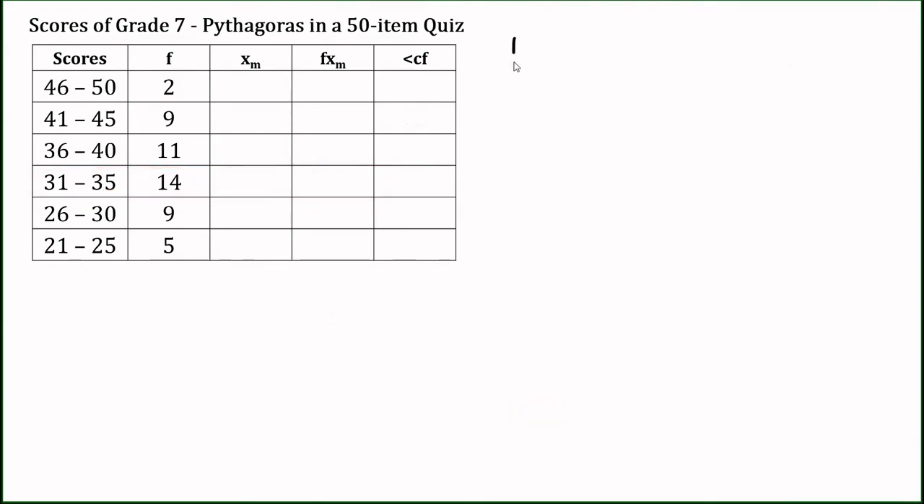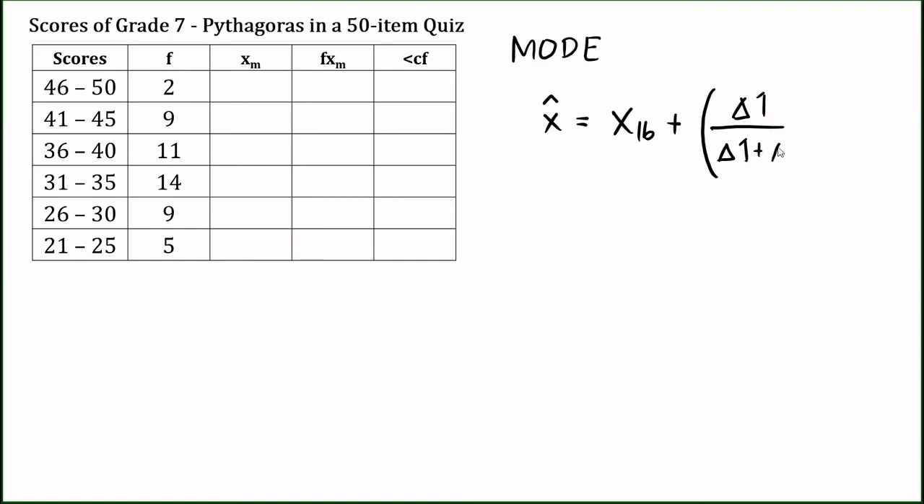Lastly, we are going to solve for the mode of this data, and the formula that we are going to use is x hat equals lower boundary of the modal class times the quantity delta 1 over delta 1 plus delta 2 multiplied by the interval. Okay? So, dahil kailangan ulit natin ng interval, isulat natin. We have here I, or interval, equals 5.